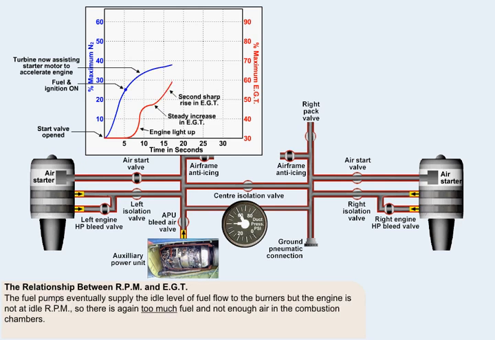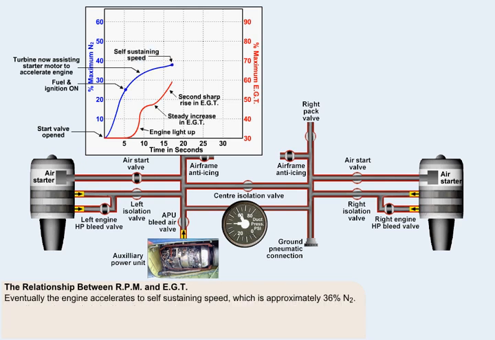The accelerating engine drives the high-pressure fuel pumps faster and faster, until they eventually manage to drive sufficient fuel through the fuel control unit, which enables it to supply the idle level of fuel flow to the burners. However, the compressor is not yet running at idle RPM, so once again there is too much fuel being supplied to the combustion chambers, and not enough cooling air. Evidence of this is given by the second steep rise in the EGT. Eventually the engine accelerates to self-sustaining speed, which is approximately 36% N2.